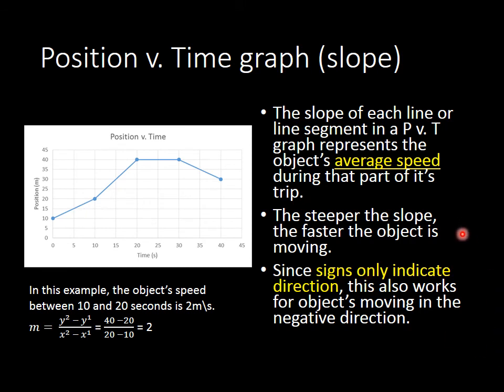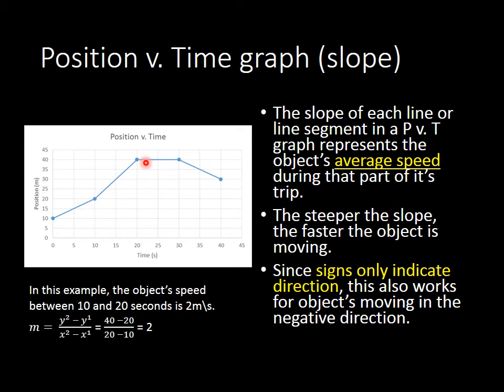All right, so what does the slope of these lines tell us? Well, besides telling us direction, because remember that positive slope tells us direction and negative slope tells us negative direction, the actual slope of each line segment can tell us something about the object's speed. In fact, each line segment represents the object's average speed during that part of its trip.